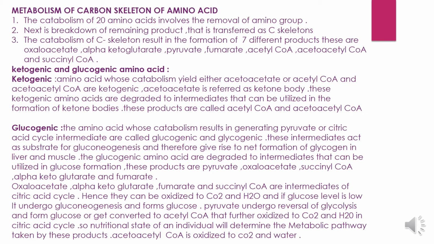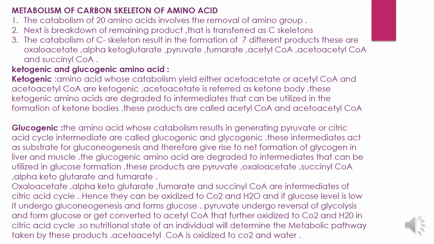So now, the catabolism of 20 amino acids involves the removal of the amino group. Next is the breakdown of the remaining product that is transferred as carbon skeletons. The catabolism of carbon skeletons results in the formation of 7 different products. These are oxaloacetate, alpha ketoglutarate, pyruvate, fumarate, acetyl coenzyme A, acetoacetyl coenzyme A, and succinyl coenzyme A.